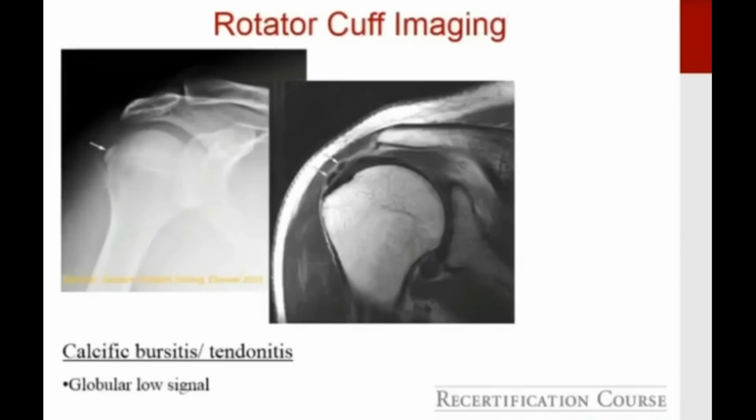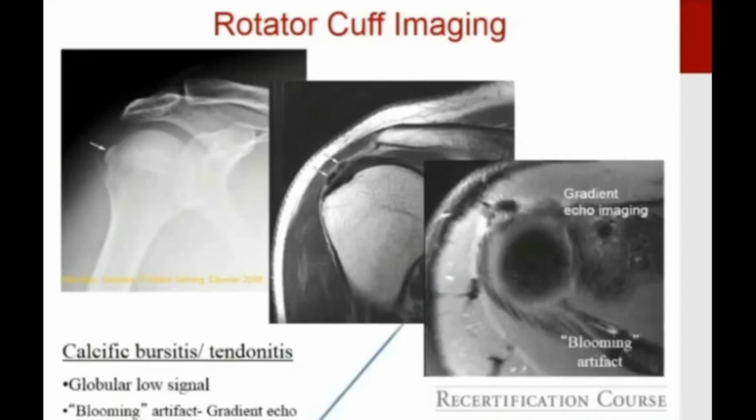Calcifications in the region of the cuff or the bursa can be identified on radiographs. On CT imaging, we're looking for globular areas of abnormality present within the bursa or within the substance of the cuff itself. Remember that gradient echo imaging typically causes a blooming artifact where the calcification appears larger than it is in real life, and this can help detect the presence of calcification either within the bursa or within the substance of the cuff.